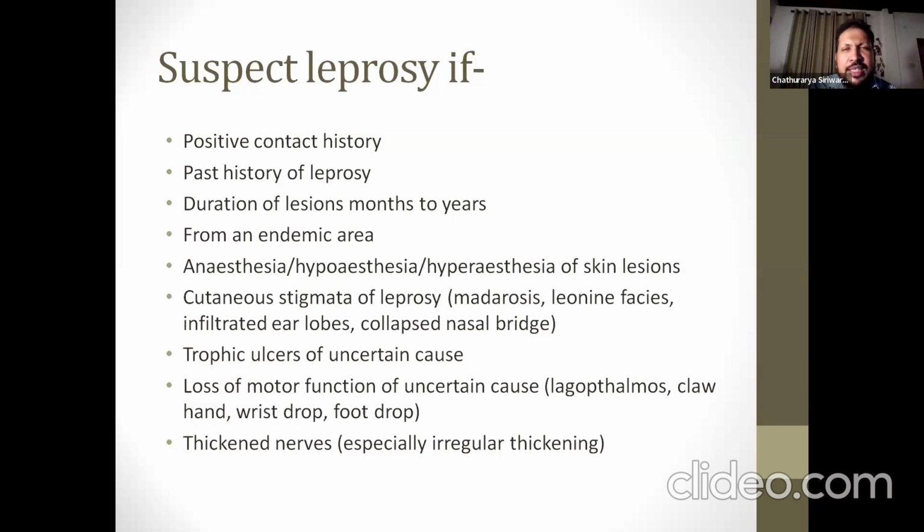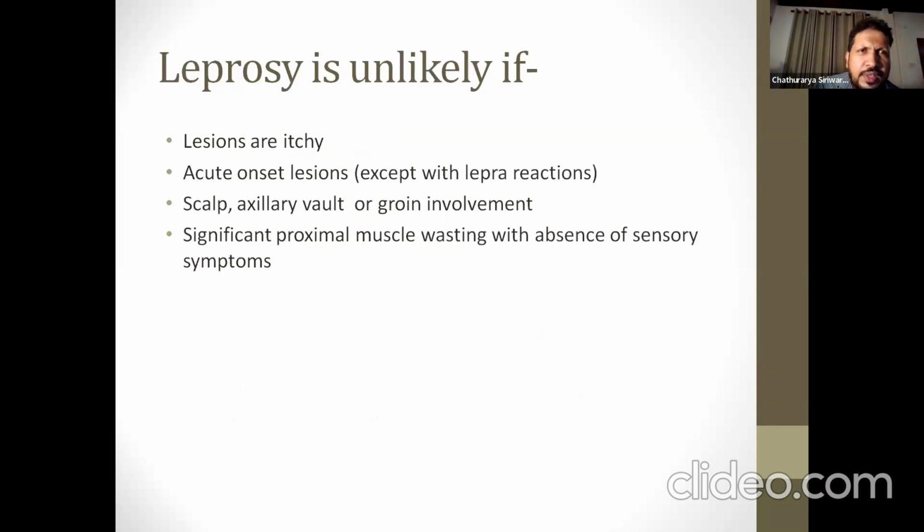An anesthetic lesion in our brain is leprosy until proven otherwise. Whether it's hypopigmented or erythematous or whatever, any new onset anesthesia or hyperesthesia is suspicious. Having cutaneous stigmata of leprosy, trophic ulcers of uncertain cause, neuropathic ulcers, then loss of motor function, foot drop, wrist drop, thickened nerves. Especially now, thickened nerves can be seen in so many other causes: diabetes, acromegaly, amyloidosis, neurofibromatosis, but irregular thickening of nerves is very, very suspicious of leprosy.